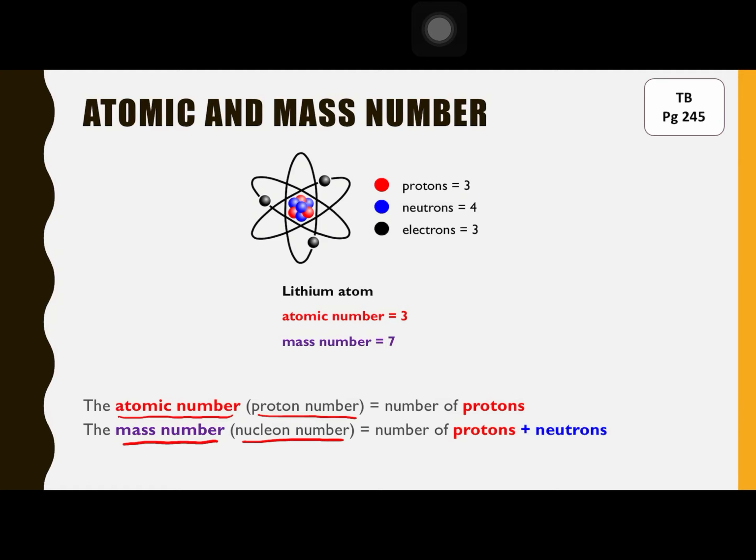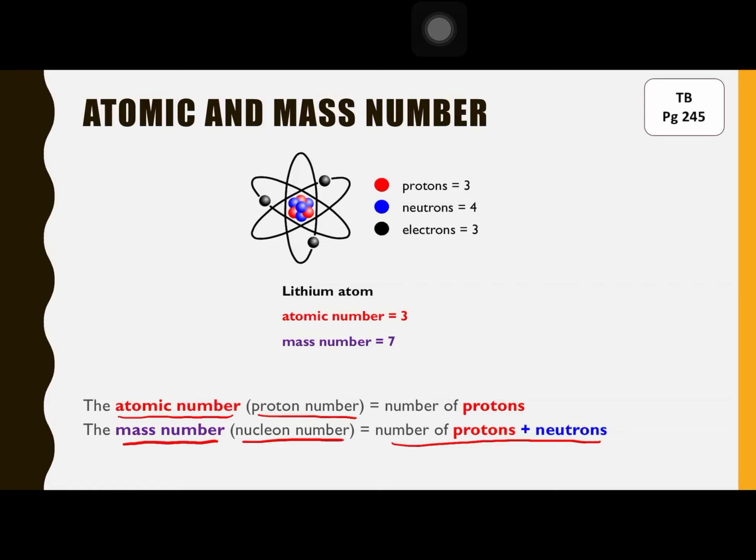Every individual element will have a fixed number of protons. No 2 elements will have the same number of protons. So the number of protons determines what kind of element it is. Okay, so therefore the atomic number can also be called the proton number. Now the mass number. The mass number tells us the number of protons and neutrons.